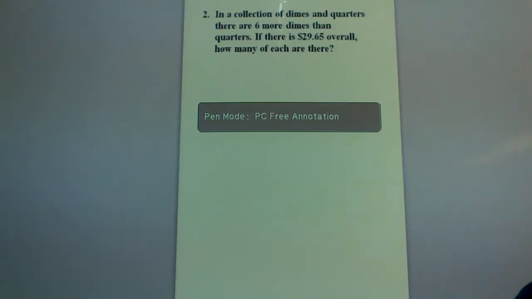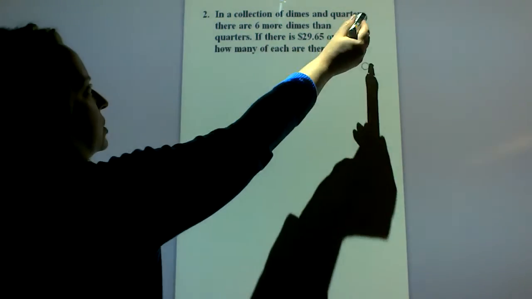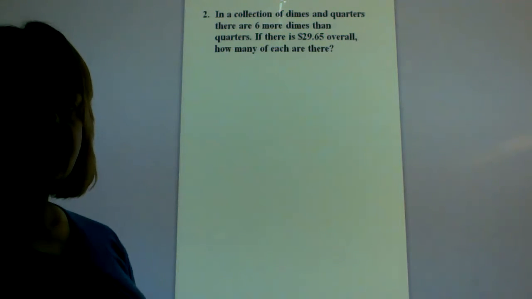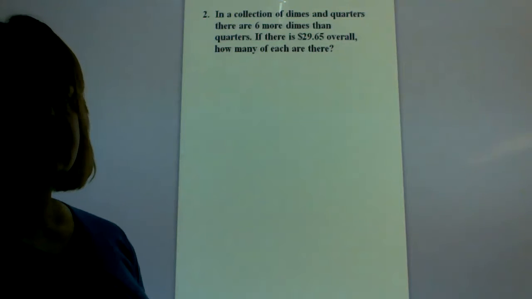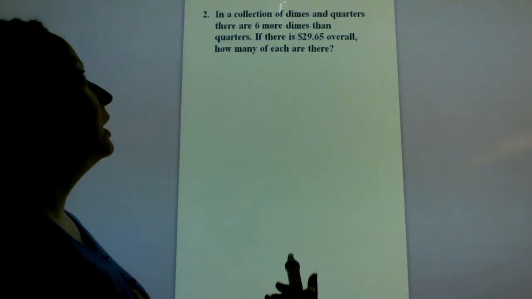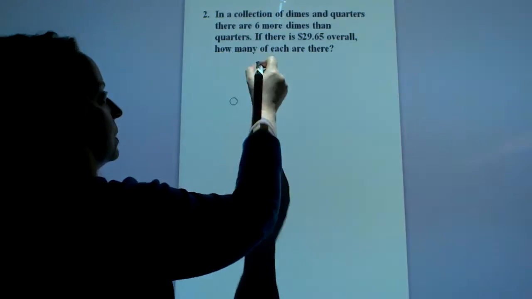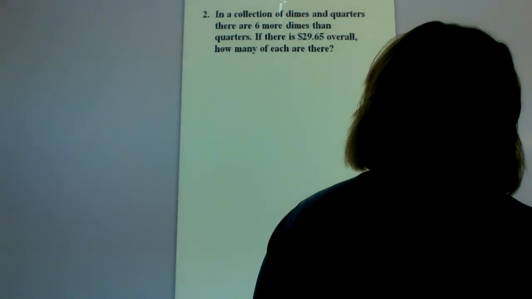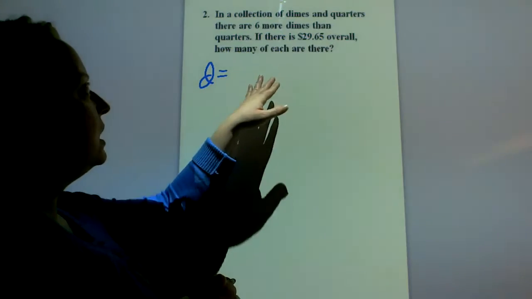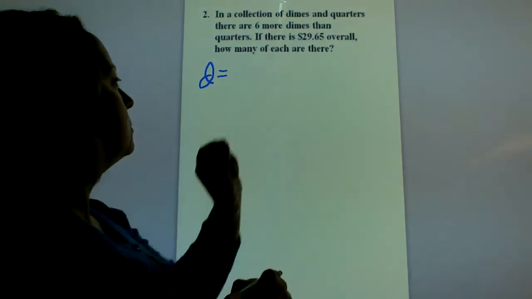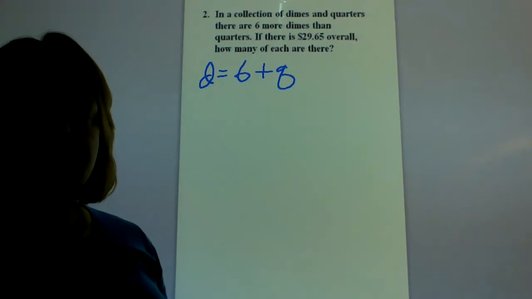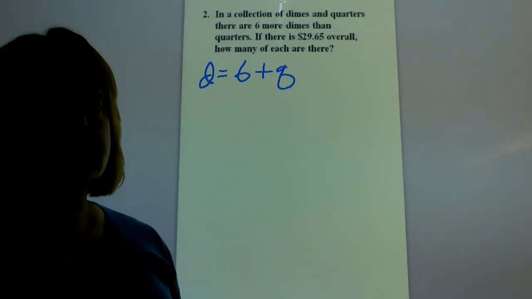Okay, back to the problem here. So let's look at this first equation here. In a collection of dimes and quarters, there are 6 more dimes than quarters. So the one that you have the most of is dimes. So you're going to want to write that in terms of the quarters that you have. So D is going to equal, well, we find the dimes by adding 6 plus the quarters. So 6 plus Q.